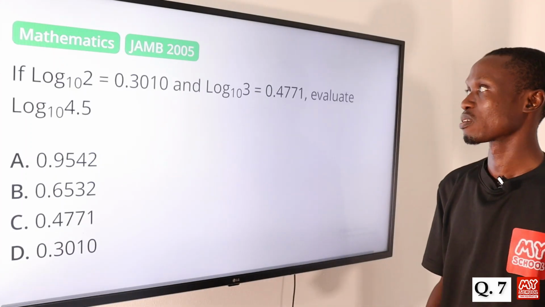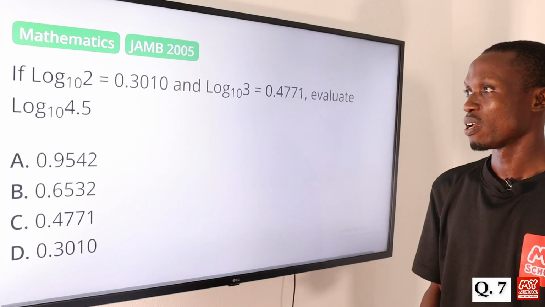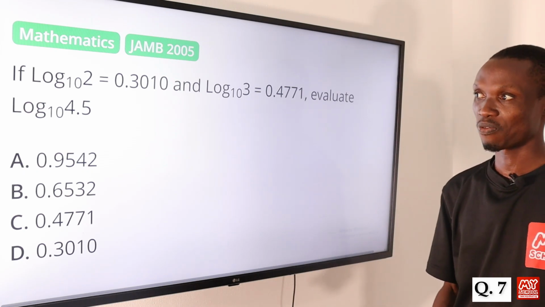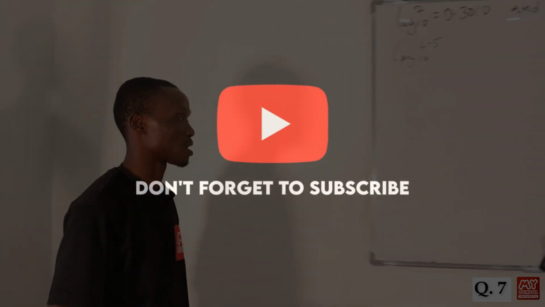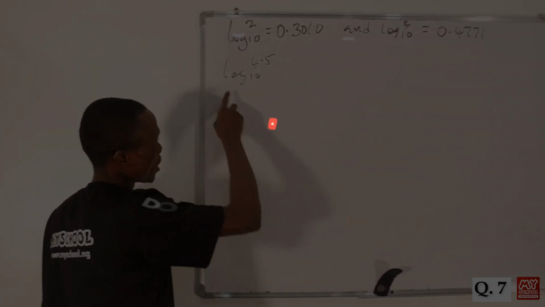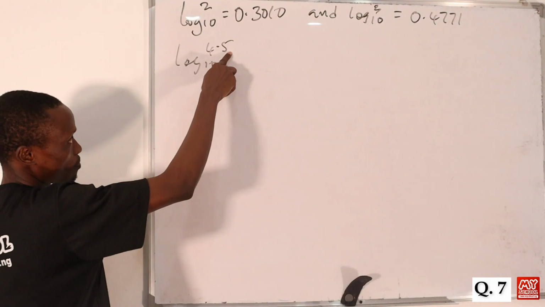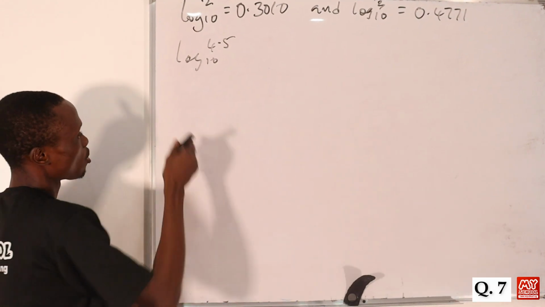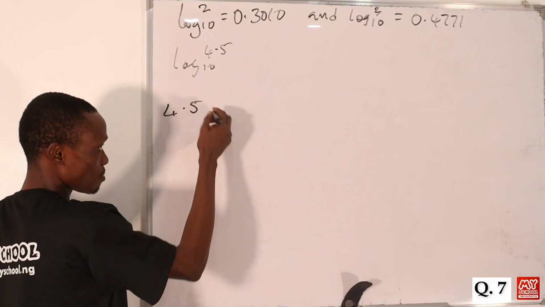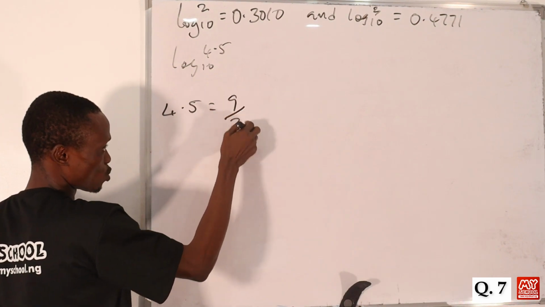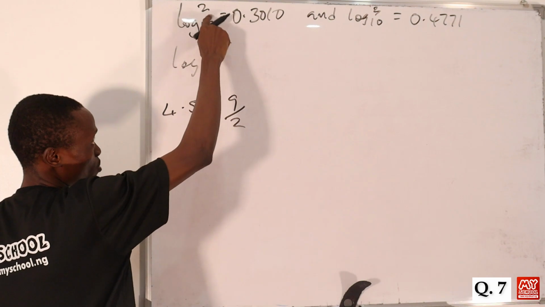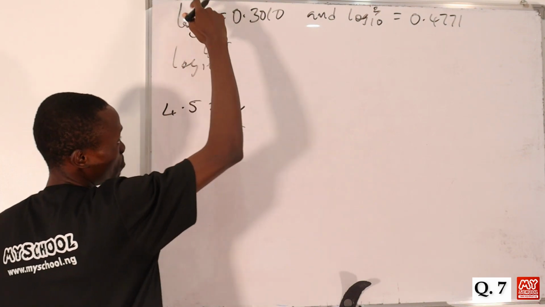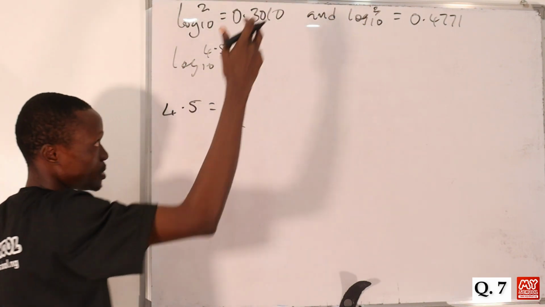Question 7. If log 2 base 10 is equals to 0.3010 and log 3 base 10 is equals to 0.4771, evaluate log 4.5 base 10. So let's move over to the board to provide answer to this question. Okay, so we are asked to evaluate log 4.5 base 10. But remember that 4.5 is the same as 9 divided by 2. The reason why we are doing that is so that we can accommodate these values that are given to us for log 2 base 10 and log 3 base 10.